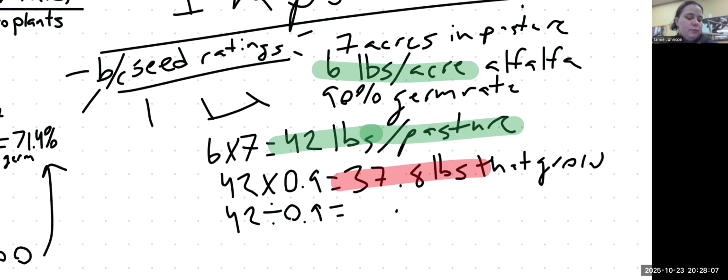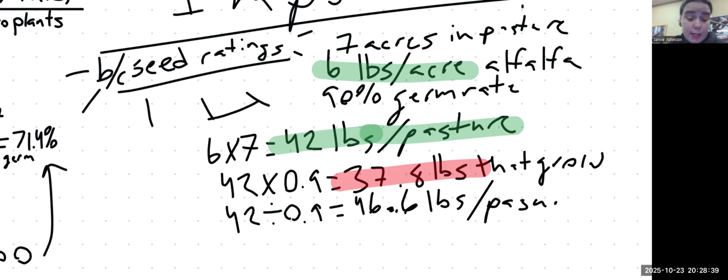Check. Yes, yes. Just did some math. I checked it. Okay, so if we divide 42 by 0.9, we would get 46.6 pounds in the pasture.